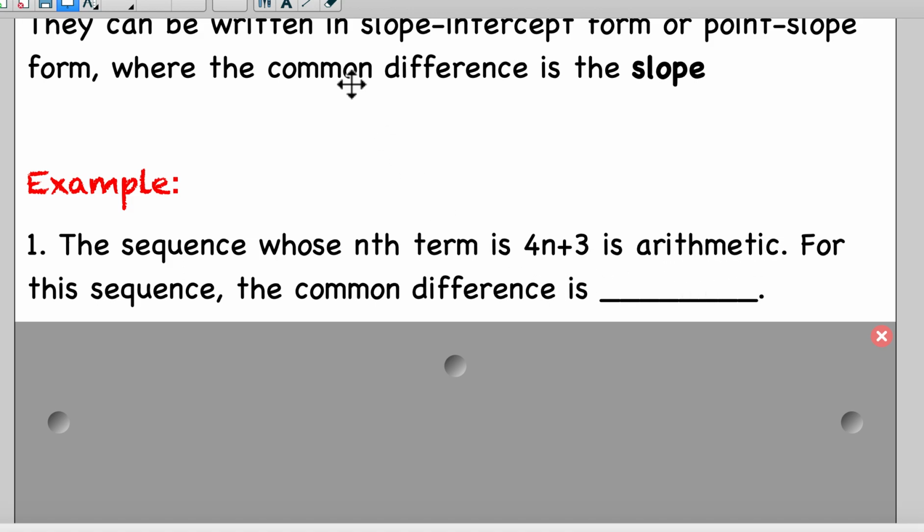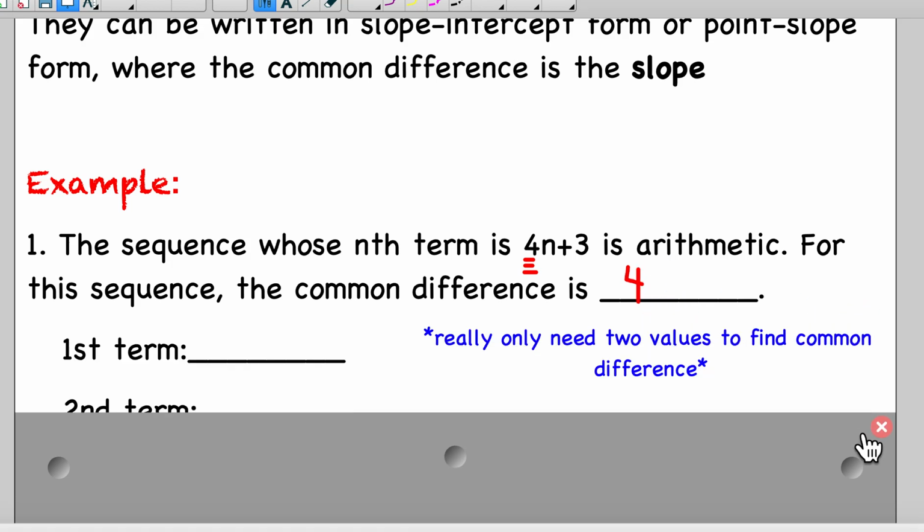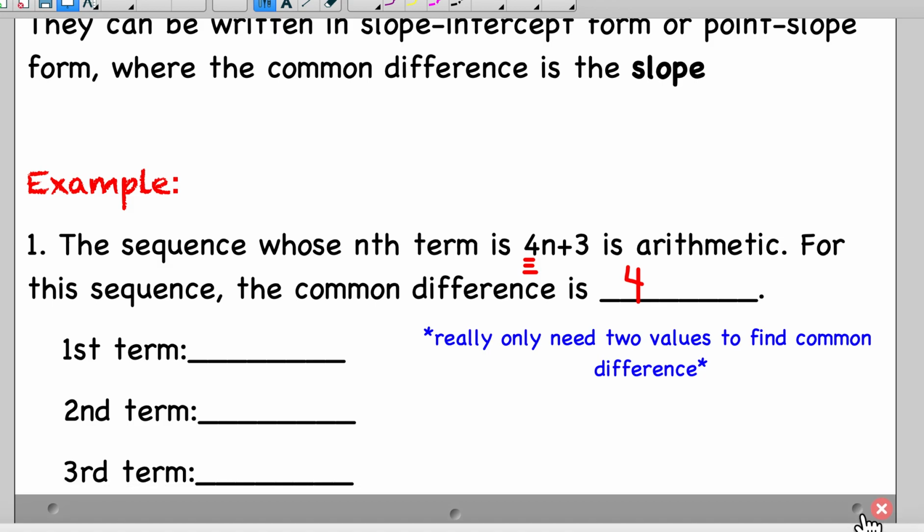Basically, the common difference is the same thing as what the slope would be. So if the slope would be 4, the common difference between each term is 4. We can break this one down a little further, right? The first term in this sequence, the same thing as yesterday: if I need the first term, I plug in 1 for n. So 4 times 1 plus 3 would be 7. So the first term in this sequence is 7.